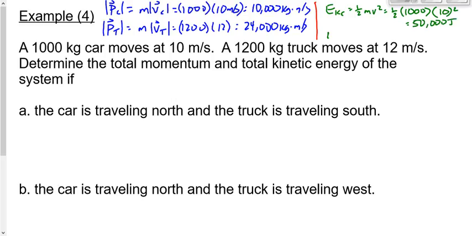And the kinetic energy of the truck, this one works out to be 86,400. And there is a mistake back here. This isn't 24,000. This is 14,400, right? Thank you.